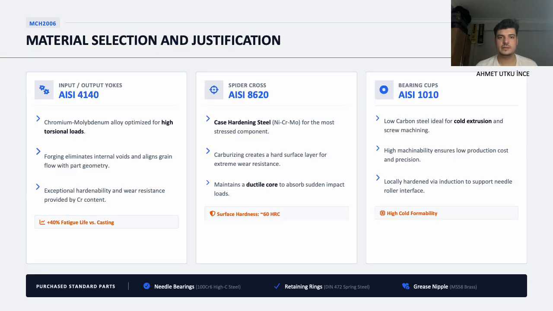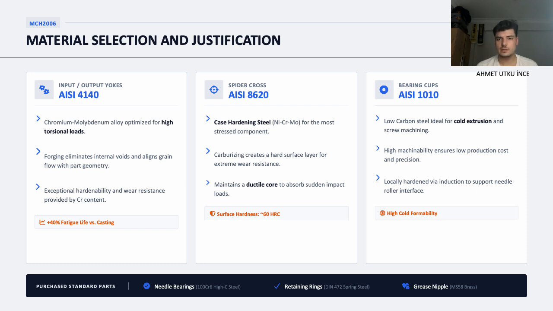And regarding the material selection, firstly for the input and output yoke keys, we chose AISI 4140 chromium molybdenum steel. Since the yoke keys face high torsional loads, this alloy provides excellent hardenability. By using hot forging instead of casting, we align the internal grain flow, eliminating microscopic voids and increasing the fatigue life. And for the Spider Cross, the most stressed component, we selected AISI 8620 case hardening steel.